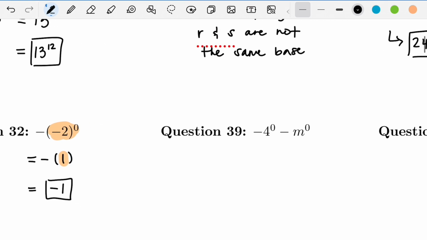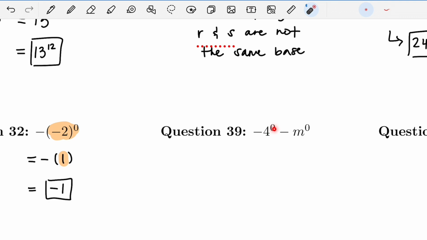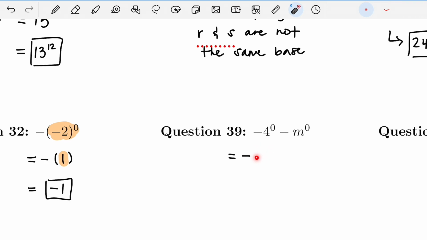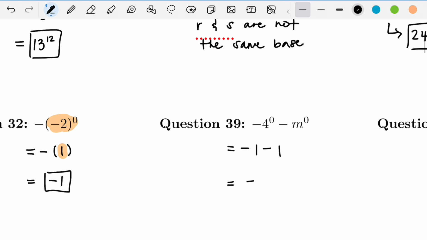All right, now going on to 39, we're still going to use our rule for anything to the 0 power. So this means we have minus 4 to the 0 power here. This negative is going to stay out front. It's not in our parentheses, so it's not going to come with us here. So this will be minus out front, and then 4 to the 0 power, which is going to be 1. And then we have this minus out front of our m to the 0 power, and again, anything to the 0 power is just going to be 1. So this will give us a minus 2.